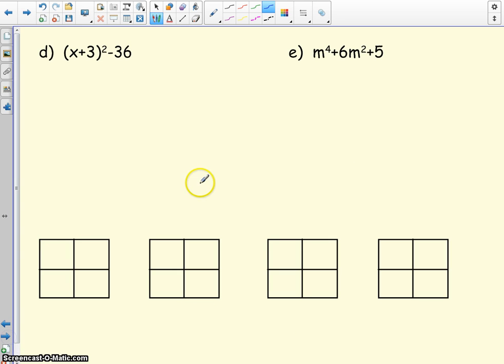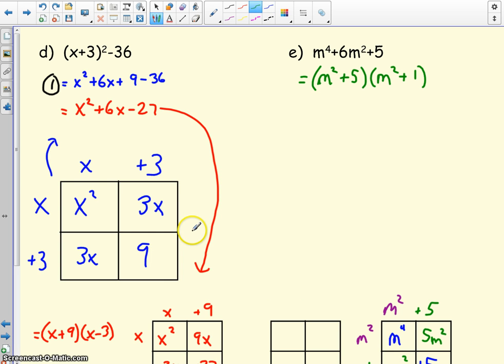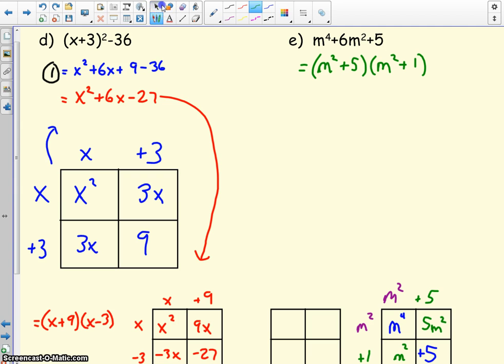Okay, a couple more examples here. I'd like you to try these two on your own, D and E, and when you're finished, push play and we'll go through the answers together. Okay, so you can take a look and check your answers here. Let's just run through them together though.